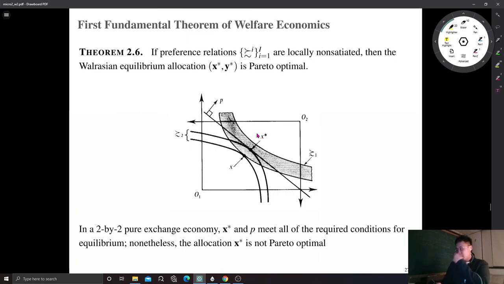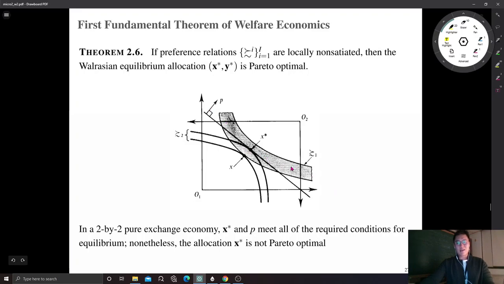Okay, now with just a weak assumption, we can prove the first welfare theorem. If preference relations are locally non-satiated, then the Walrasian equilibrium allocation is Pareto optimal. That's the statement of the first welfare theorem. Before proving this statement, let me explain why we need the local non-satiation assumption.